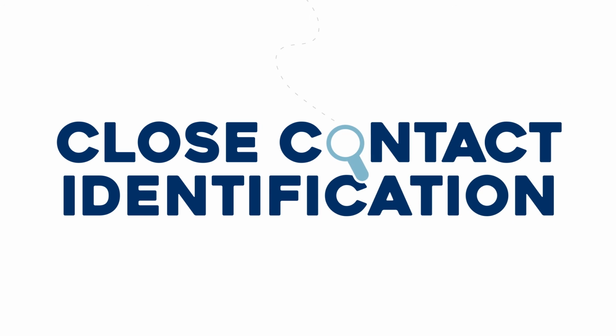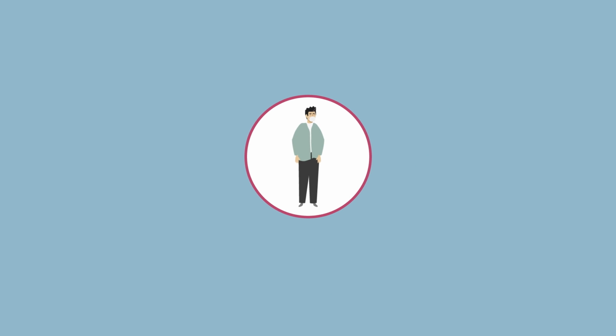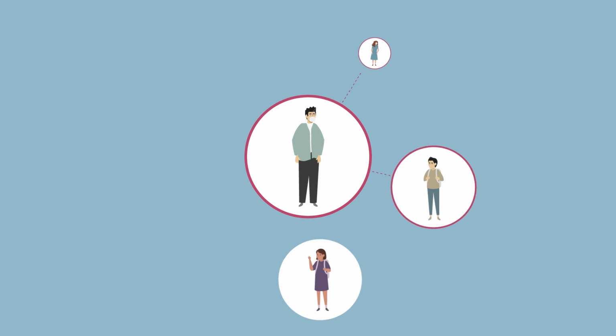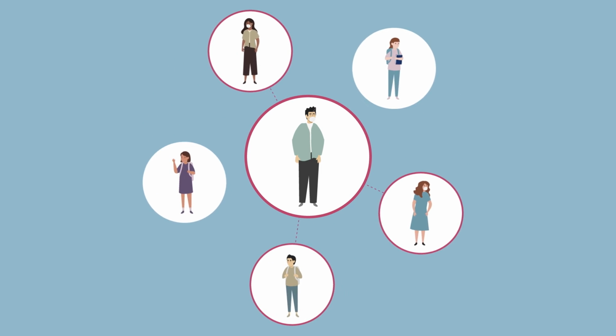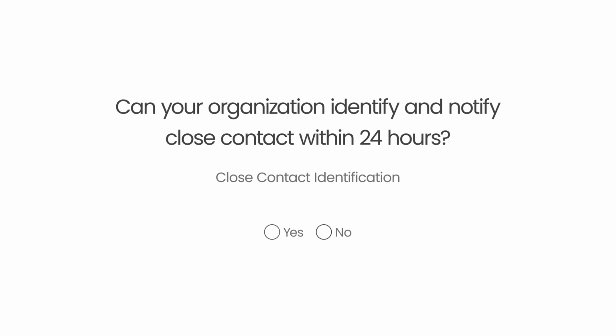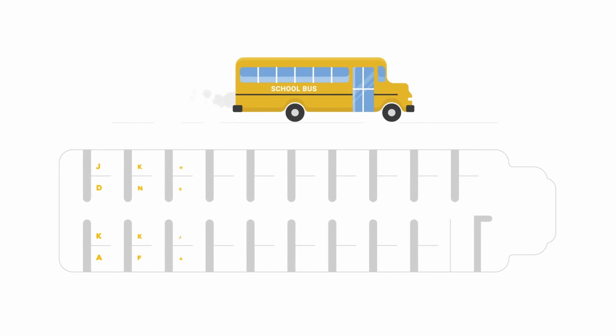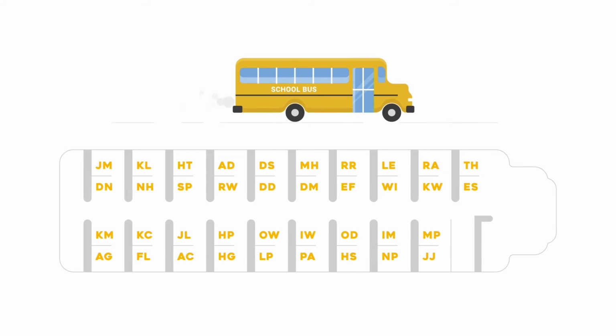Close contact identification. Close contact identification is the process of identifying the specific people who may have come into contact with an infected person. If your organization is able to easily identify and notify close contacts within 24 hours, then select Yes on this input. Our school maintains bus and seating charts for this express purpose.